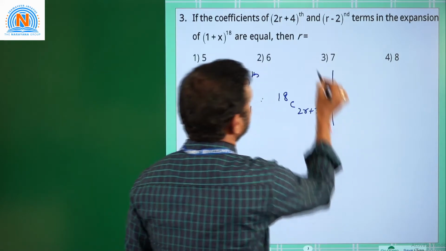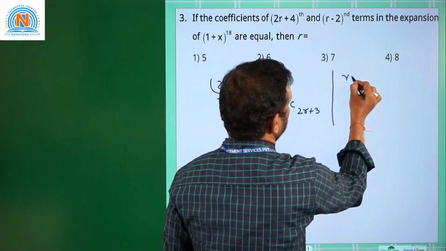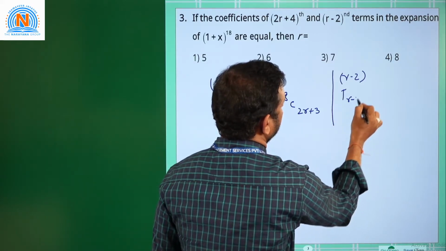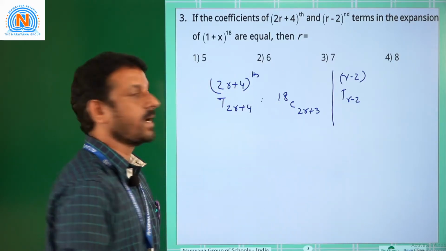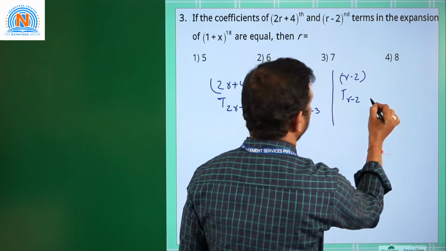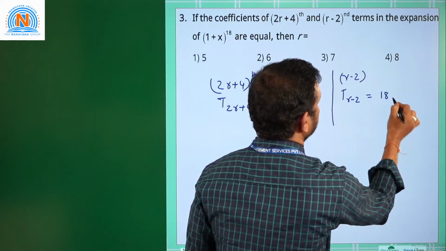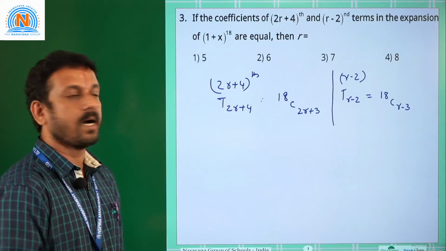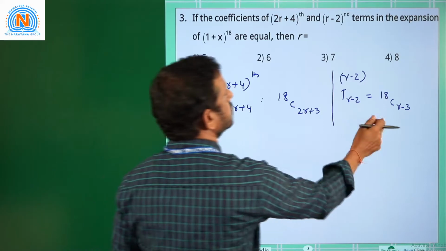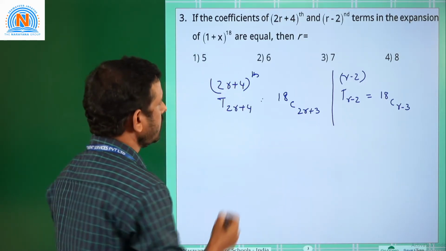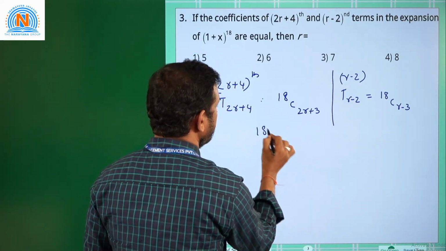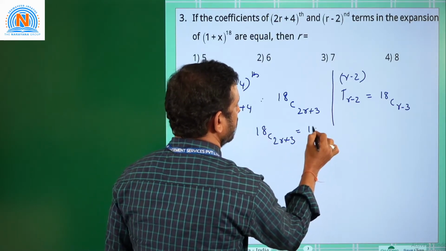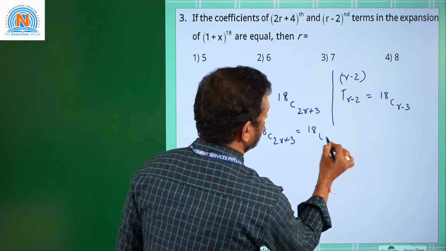Similarly, if I take the (r minus 2)th term, that means T of r minus 2. I can write the value as 18C(r minus 2 minus 1), which is nothing but 18C(r minus 3). Now we are given that these two are equal, which implies 18C(2r plus 3) is equal to 18C(r minus 3).